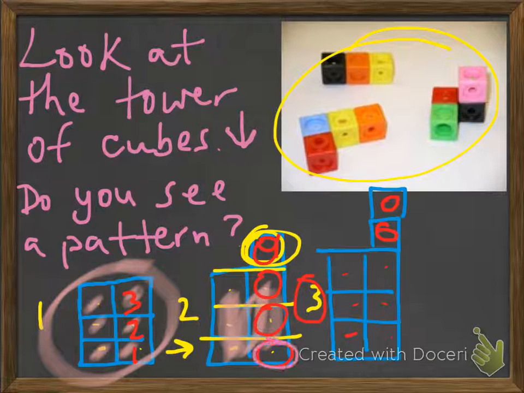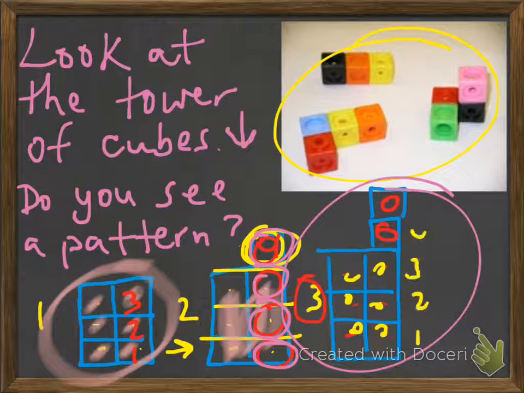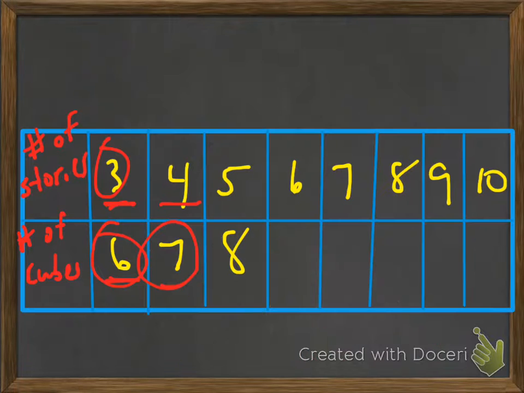Okay, so 1, 2, 3, 4. Now we can look at this one. And again, we have our original 6, 1, 2, 3, 4, 5, 6. But look, our stories are 1, 2, 3, 4, 5. So we have 6, 7, 8 cubes altogether, but 5 stories. We have 8 cubes altogether, but 5 stories.